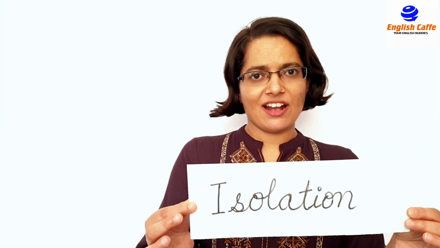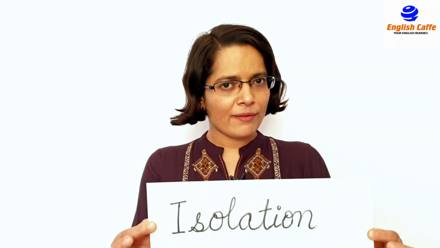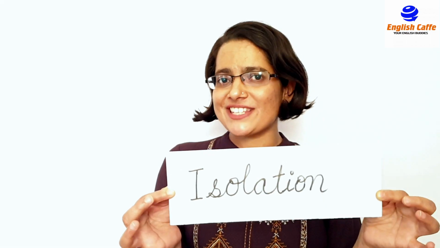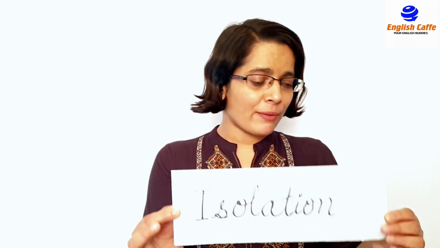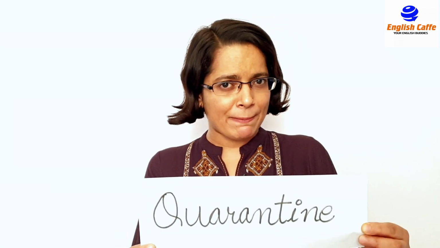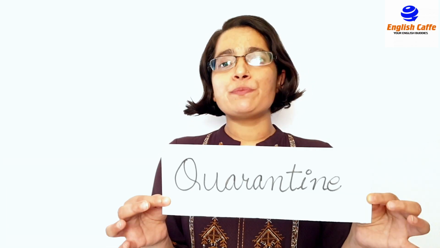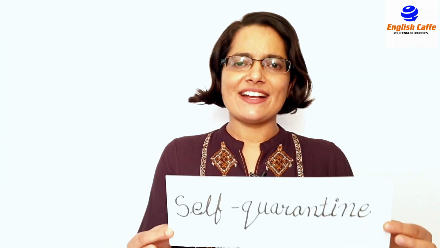The next word that we have is isolation. Isolation means separating the sick people from the people who are not sick. So isolation is the process in which we separate the sick people from the people who are not sick. Quarantine. Quarantine is the process of isolating people who may or may not be sick to prevent spread of the disease. So that's quarantine.